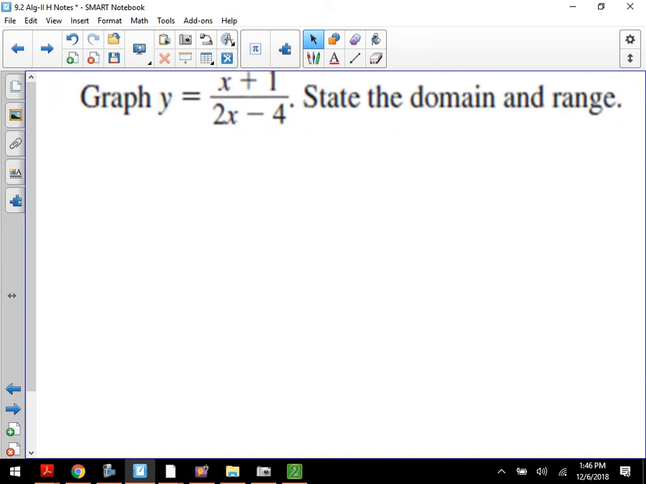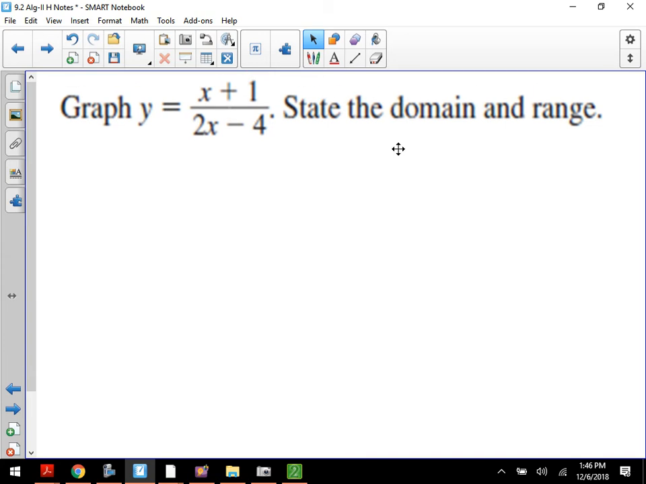I'm not going to get into domain and range today. I want to just talk about the graphs. We'll get into the domain and range stuff tomorrow as we start to talk a little bit more about the other types of graphs.